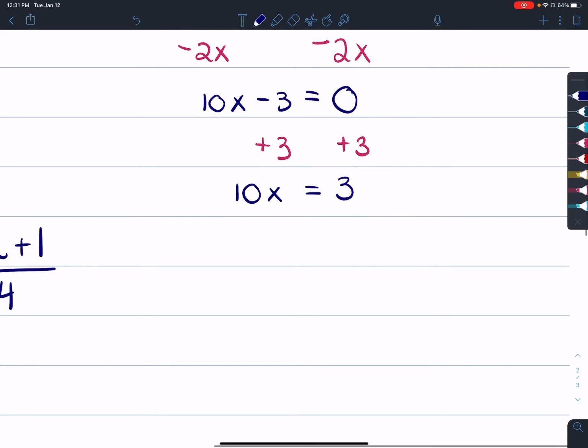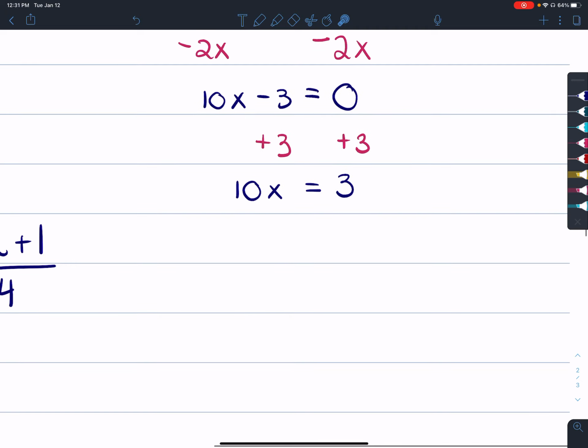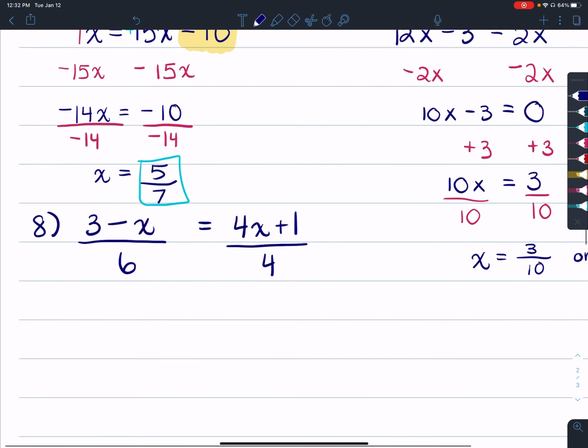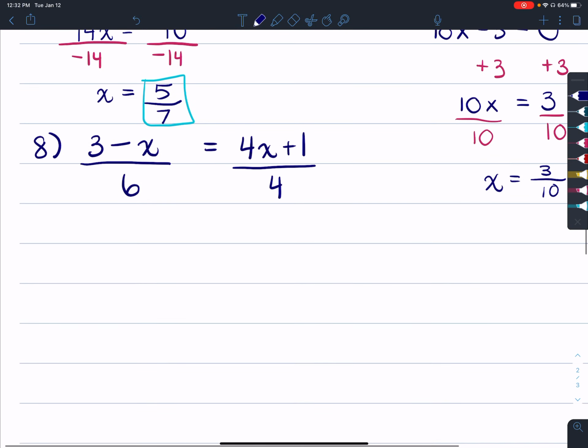Now we're almost there. We don't want 10 times x, we just want x by itself. So you have to undo that multiplication by 10 by dividing by 10. So we end up with x equals 3 over 10. And again, I would say don't change it into a decimal, although this one's not so ugly. It's 0.3. You can change it into a decimal if you really want to, as long as it's not a really ugly decimal. Okay, so this is our last example, and then we're all done.